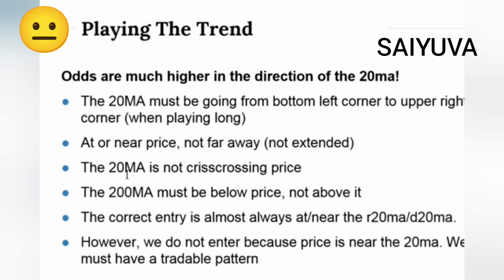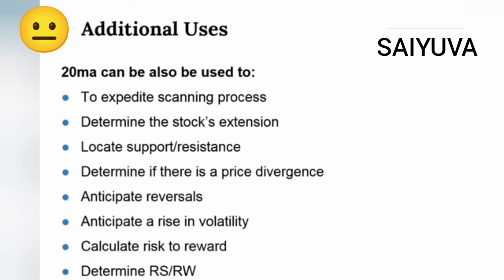But not all 20 MAs are created equal. You want your 20 MA to be going from the bottom left corner of the chart to the upper right corner of the chart. That's 45 degrees when playing long, and vice versa when playing short. You want the entry, as I said, to be at or near price, not far away. You don't want the 20 MA to be crisscrossing price, going through price. You want it trending just below it, or just above it and trending down if it's a short.